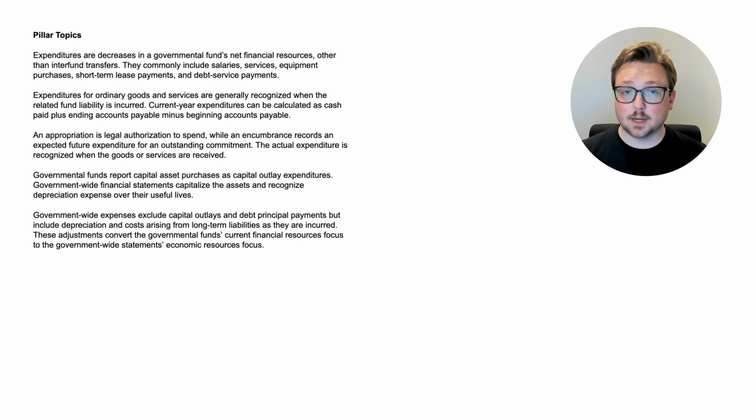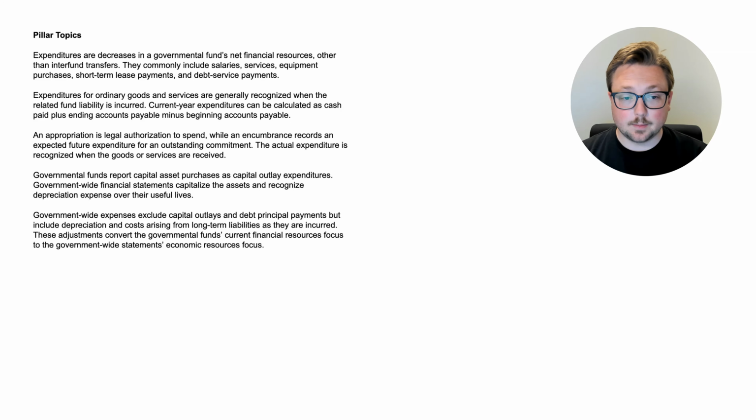All right, here we are at the pillar topics. Let's go through this. Again, this is basically a summary, written in your own words, of the key things that you learned. Expenditures are decreases in a governmental fund's net financial resources other than interfund transfers. So remember, interfund transfers don't count as expenditures. They commonly include salaries, services, equipment purchases, short-term lease payments, and debt service payments. Expenditures for ordinary goods and services are generally recognized when the related fund liability is incurred. Current year expenditures can be calculated as cash paid plus ending accounts payable minus beginning accounts payable. Again, that was just kind of a simple equation that we learned.